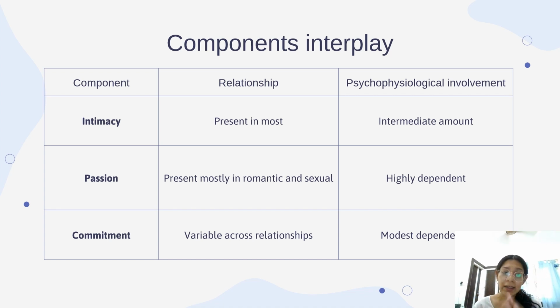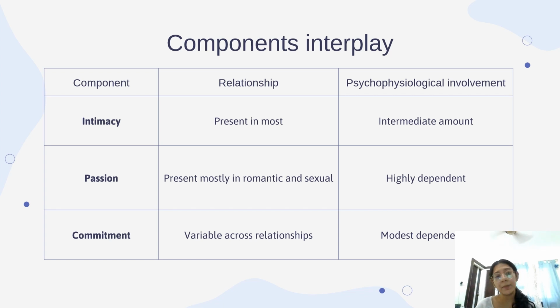So in intimacy, there is an intermediate amount of psychophysiological involvement, because intimacy is dependent on it, but it is not entirely dependent on psychophysiological involvements. Passion is mostly, as it is very biological in nature, it's got a lot to do with arousal and attraction. It is mostly seen in romantic and sexual relationships. And because it is mostly seen in romantic and sexual relationships, it is highly dependent on psychophysiological involvement.